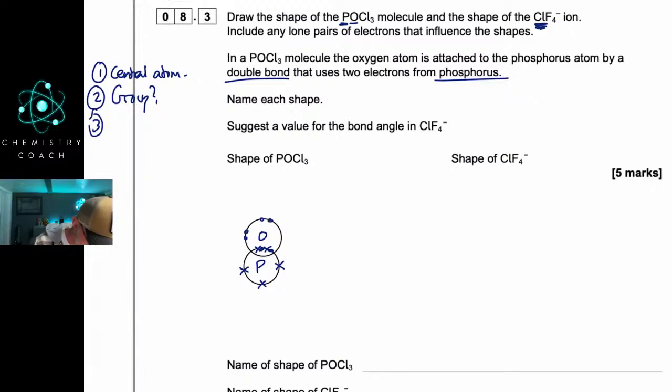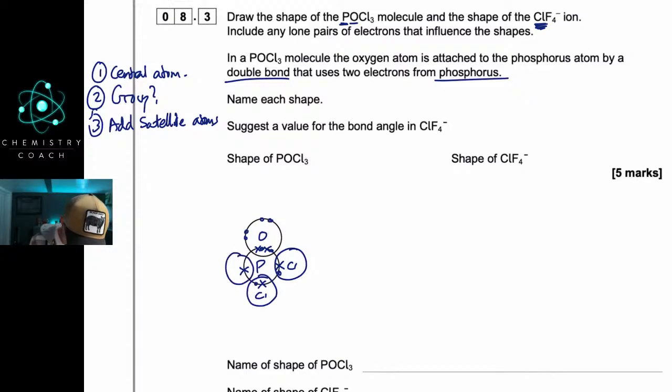So what you do is you then add your satellite atoms, I call them. So we've got 1 chlorine there, 1 chlorine there, and 1 chlorine there. Another way of looking at it, we've got P double bond O, single bond chlorine, single bond chlorine, single bond chlorine.